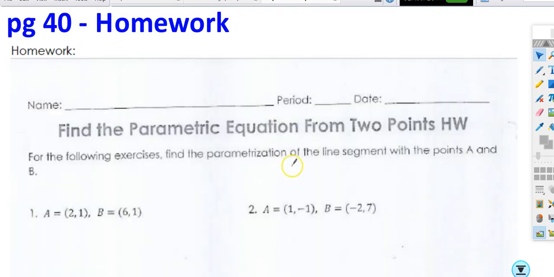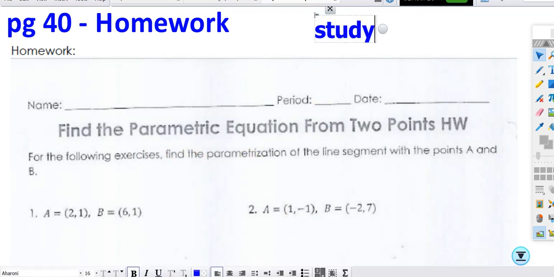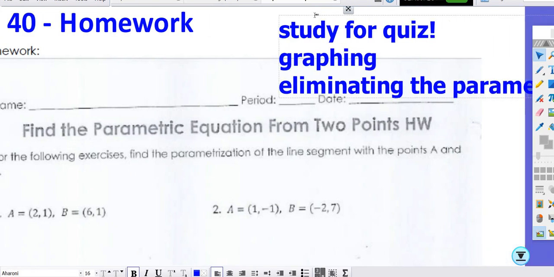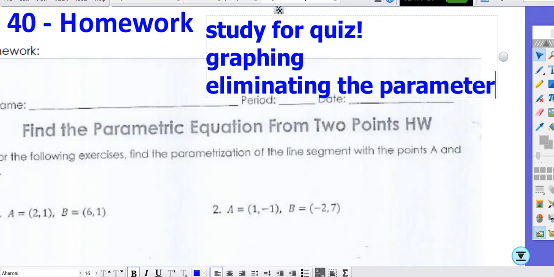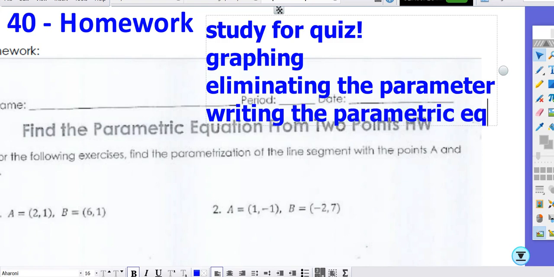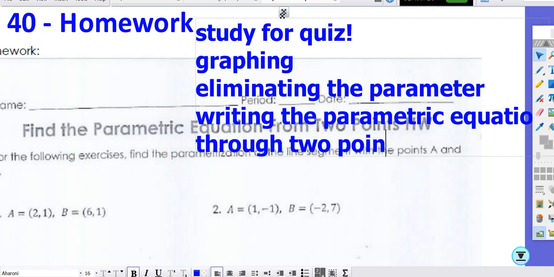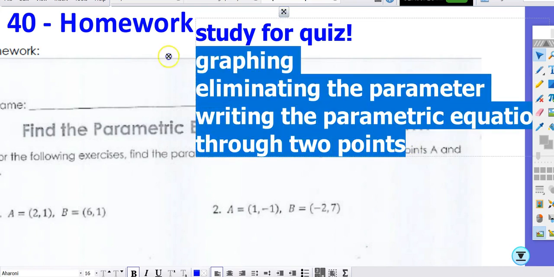All right, your homework is page 40. It is a ton of practice on finding the parametric equation. You are also going to study for your quiz. Graphing, eliminating the parameter, and writing the equation through the 2 points. Those are the 3 topics on your quiz tomorrow.